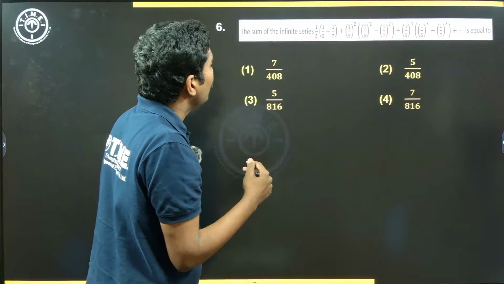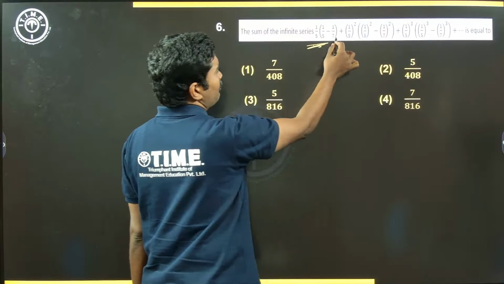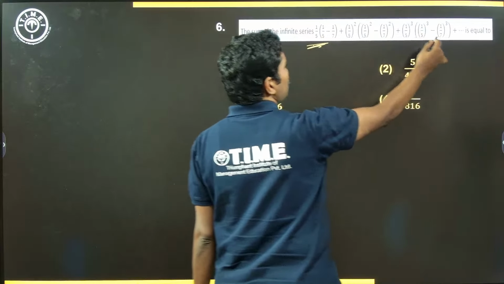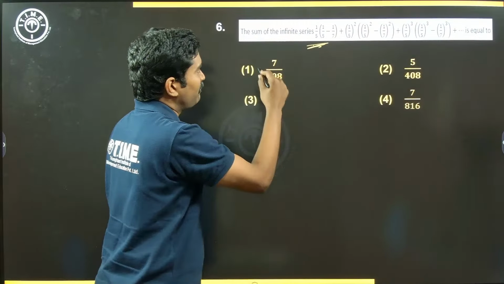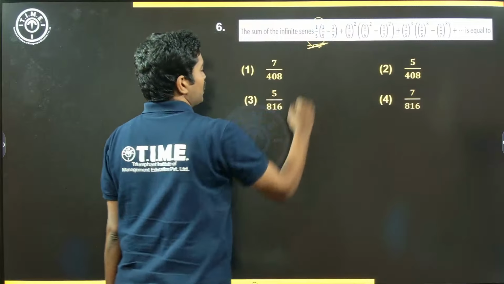All right. Next question, 6th question. The sum of the infinite series 1 by 5 into (1 by 5 minus 1 by 7), 1 by 5 square minus 1 by 7 square, 1 by 5 cube minus 1 by 7 cube, plus so on. All right. There's 1 by 5, 1 by 5 square, 1 by 5 whole cube. Okay. Let's expand this first term.